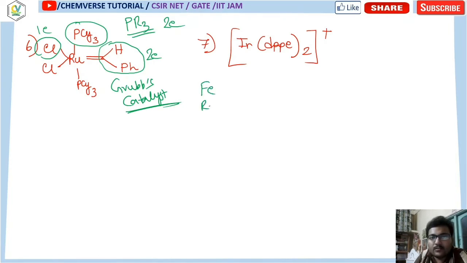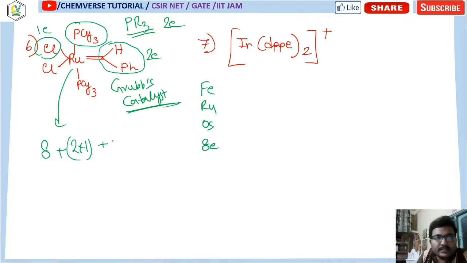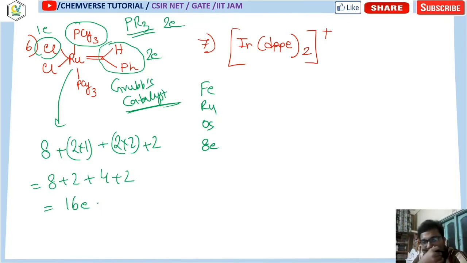Once you identify that, ruthenium is present in the iron group: iron, ruthenium, osmium. Iron means 8 electrons. So ruthenium is 8 electrons, 2 chlorine atoms, 2 into 1, 2 PCy3, 2 into 2, and 1 carbene, 2. So 8 plus 2 plus 4 plus 2, 10, 14, 16 electrons. It is a 16 electron species.